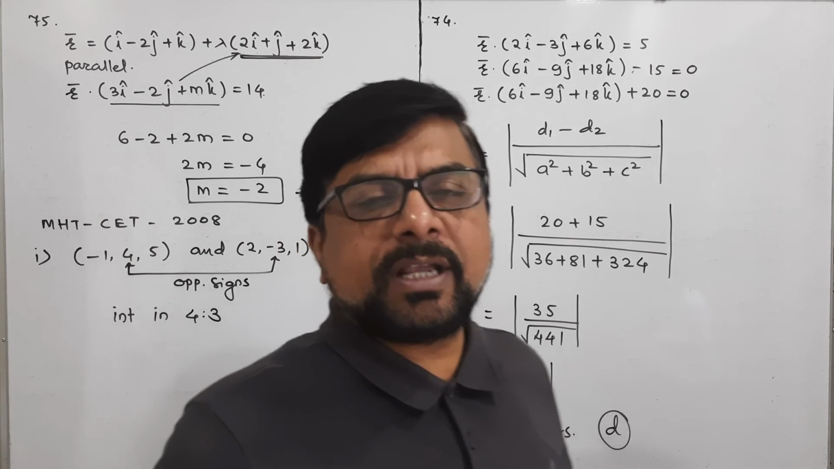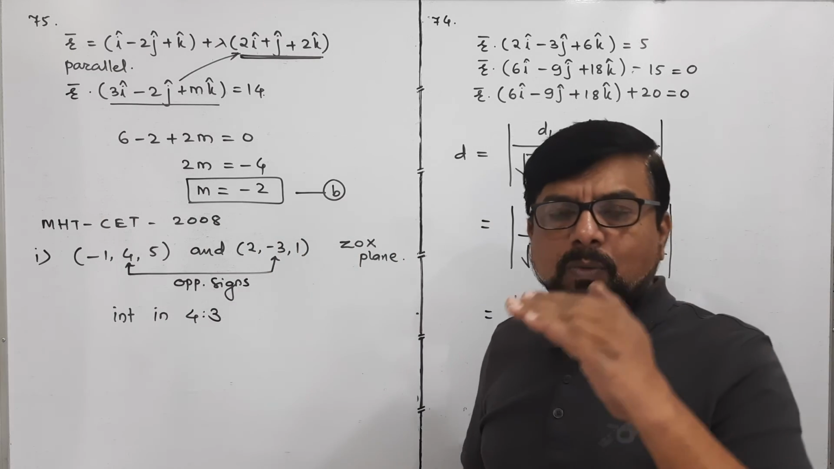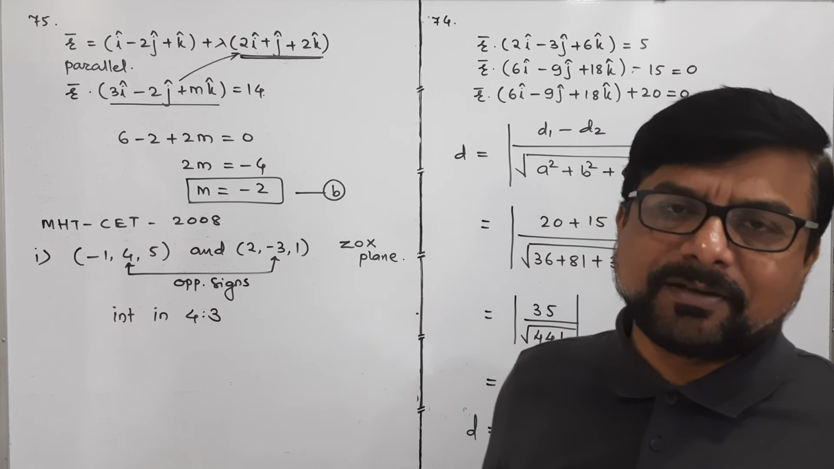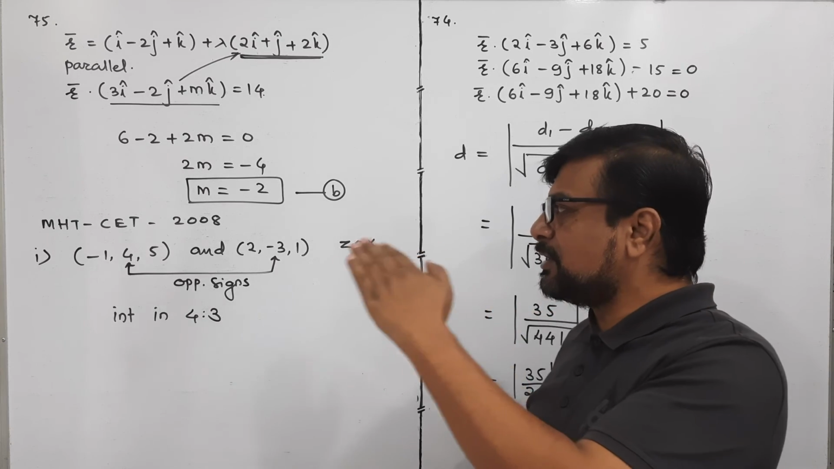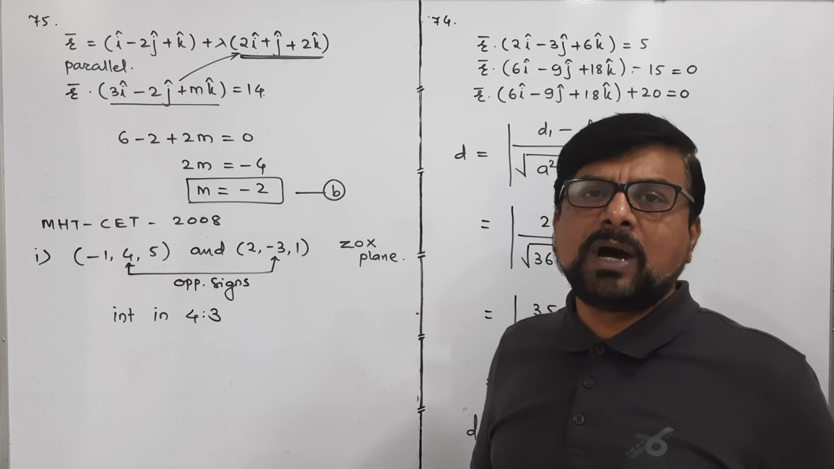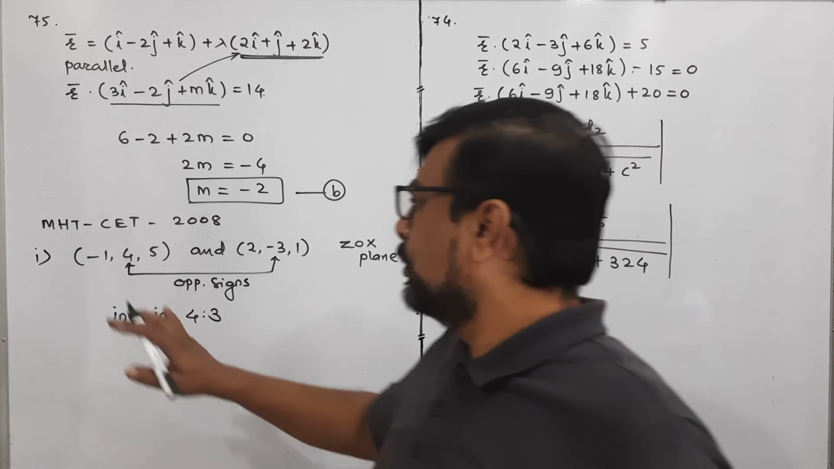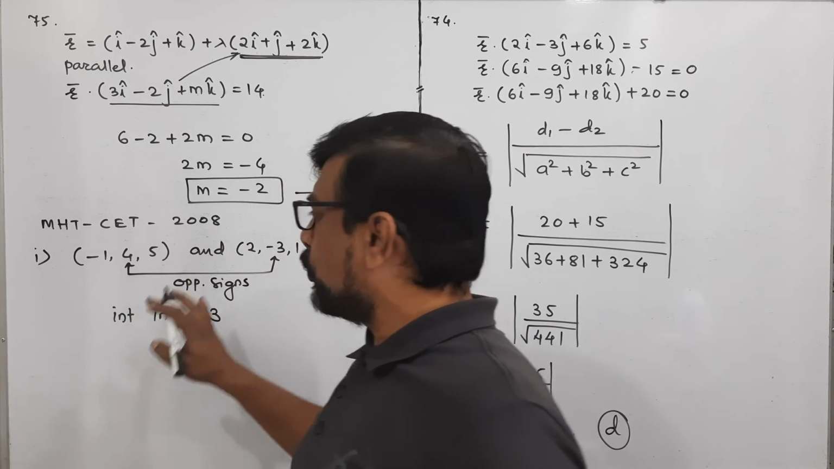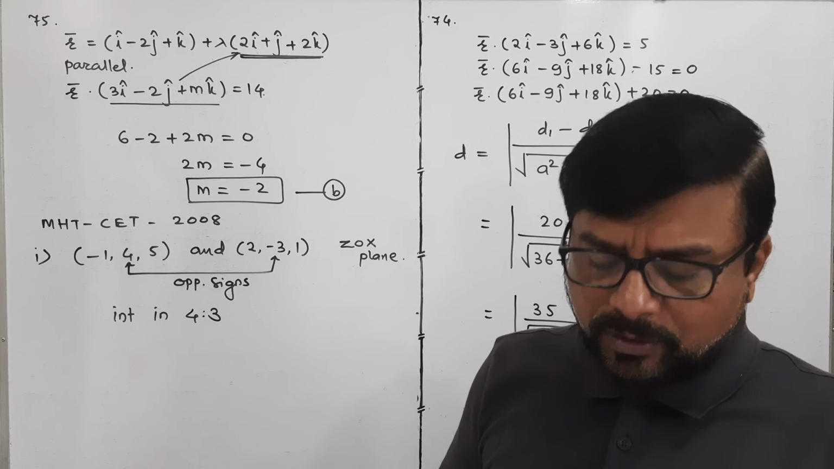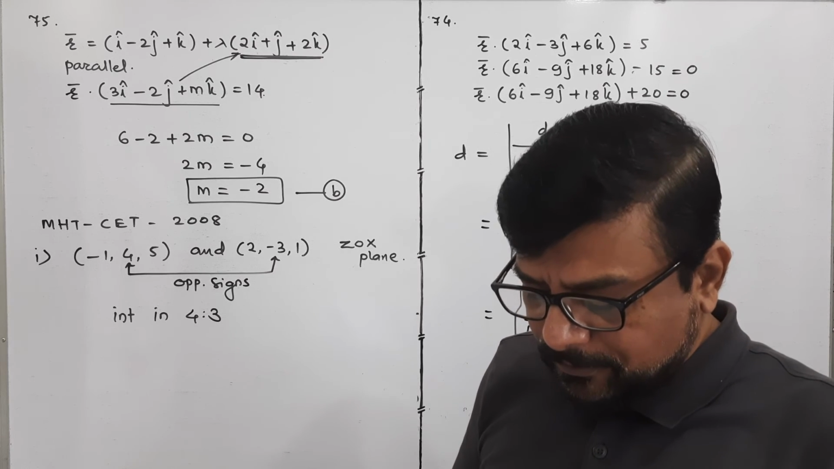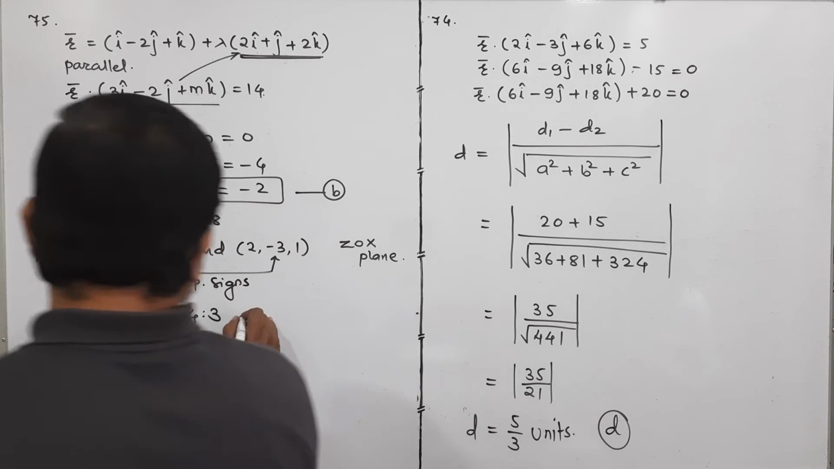ZOX प्लेन बोलने के बाद इट्स y कोऑर्डिनेट्स के बारे में देखना है कि ZOX प्लेन से किसी भी पॉइंट का डिस्टेंस यानी उसका y कोऑर्डिनेट होता है. तो ये y कोऑर्डिनेट का जो रेशियो होगा, दैट इज द रेशियो इन विच दैट प्लेन डिवाइड्स, मींस ऑप्शन सी इज करेक्ट.